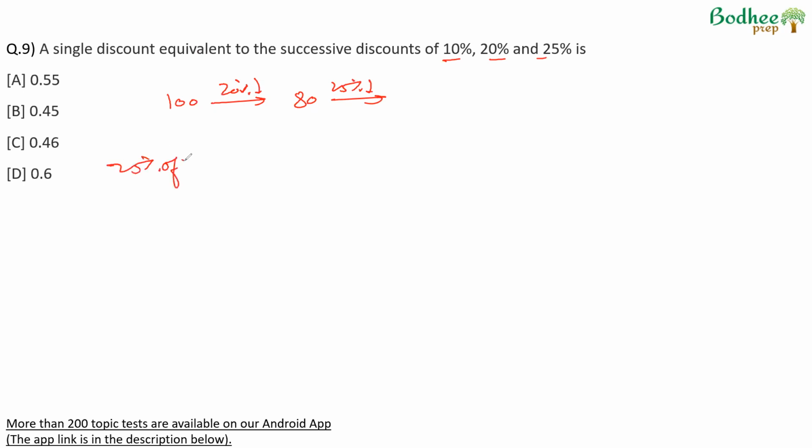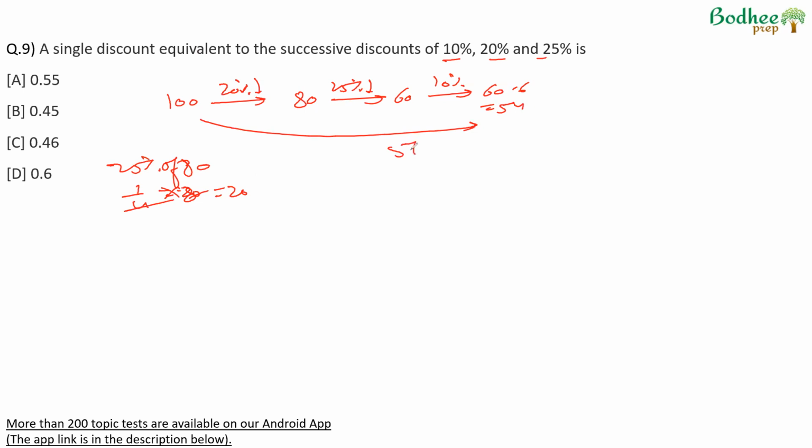25% of 80 will be 1 by 4 of 80, which will be 20. Decrease 80 by 20, we get 60. Then decrease this by 10%. 10% of 60 is 6, so 60 minus 6 is 54. Overall discount, 100 to 54, which is 100 minus 54 or 46. 46 upon 100, which is 0.46.